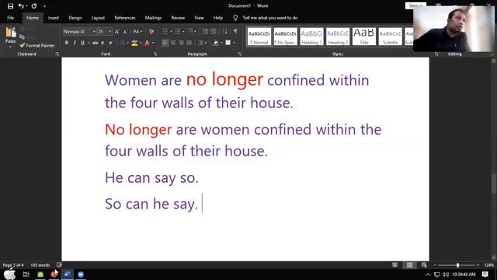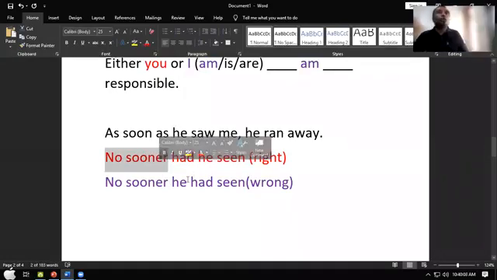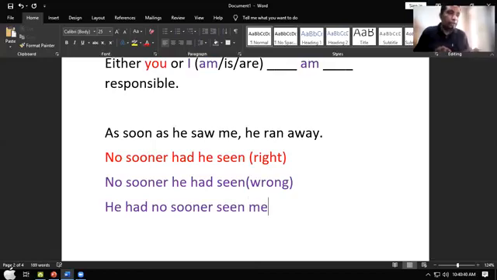This is the reason why had is placed before he. That means auxiliary had is placed before the subject he. Because once again, no sooner is a negative adverb phrase. If you write the sentence like this, he had no sooner seen me, then we need not place the auxiliary before the subject, because this sentence does not start with the no sooner negative adverb phrase.